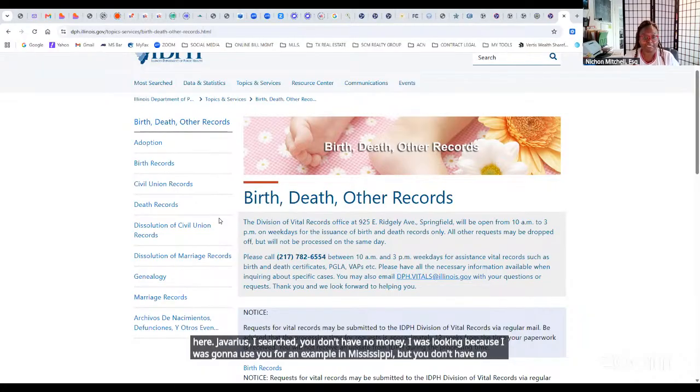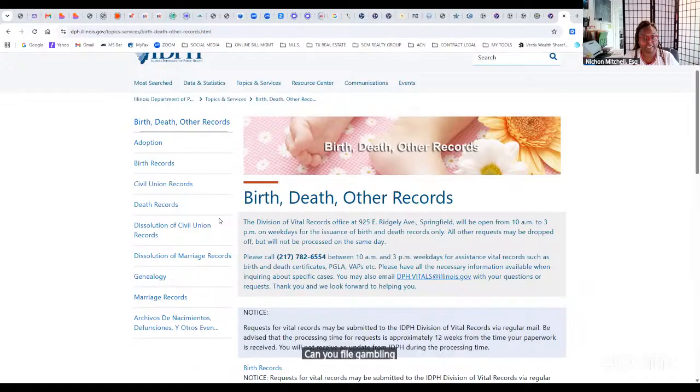But keep looking. Can you file gambling losses on your taxes? Yeah, you're supposed to file gambling losses on your taxes.